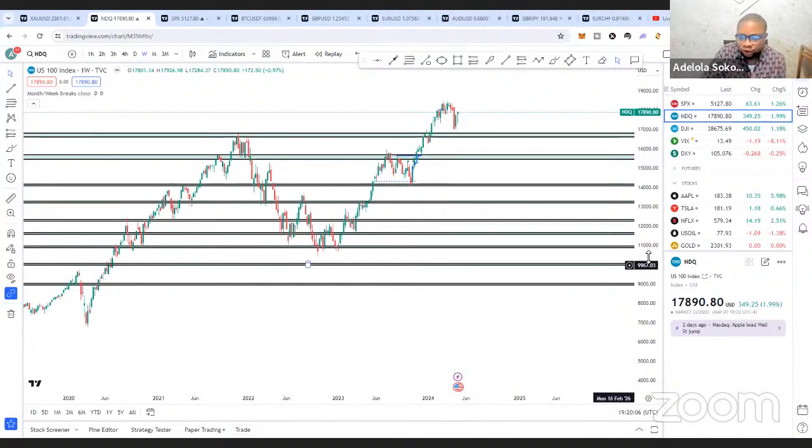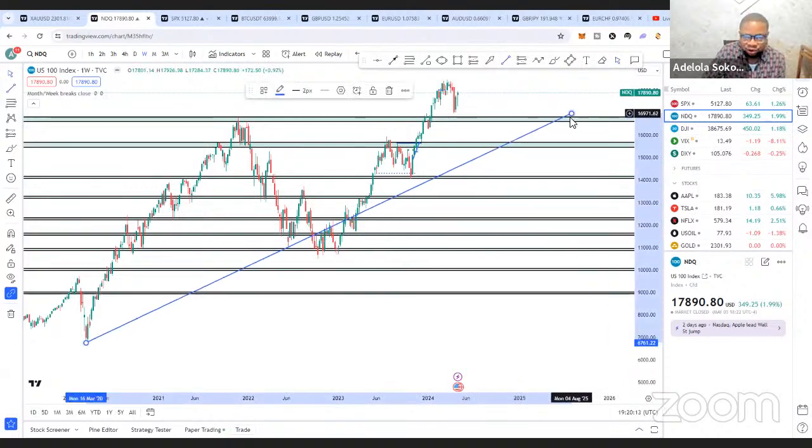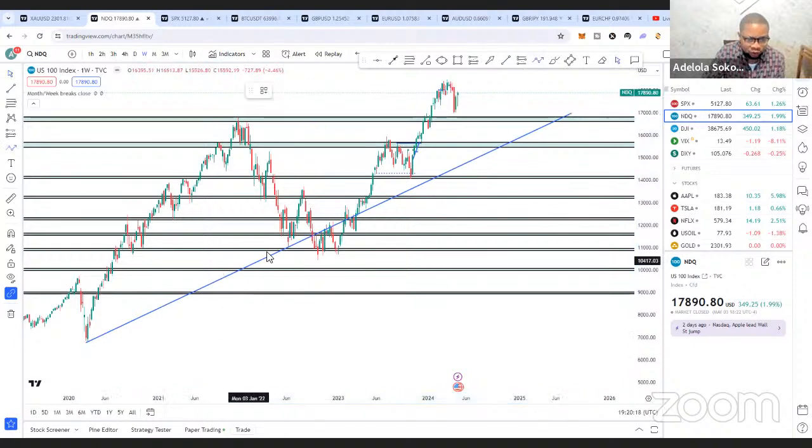All right, so moving on. So for me, if you look at NASDAQ, it's been super bullish also. Look at that. It's been super bullish. According to market structure, we have a higher low. This is a higher low.